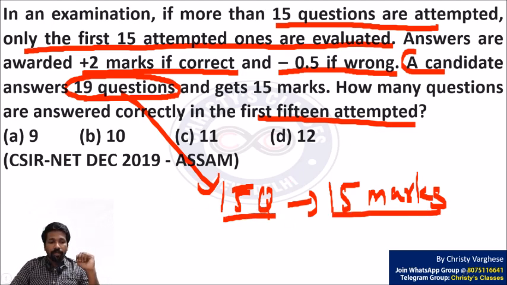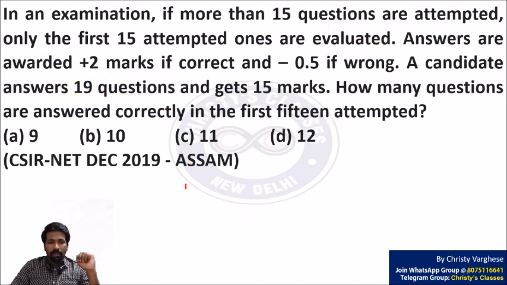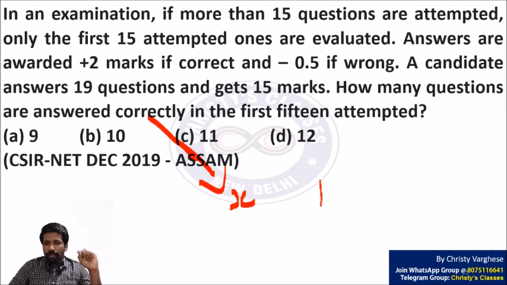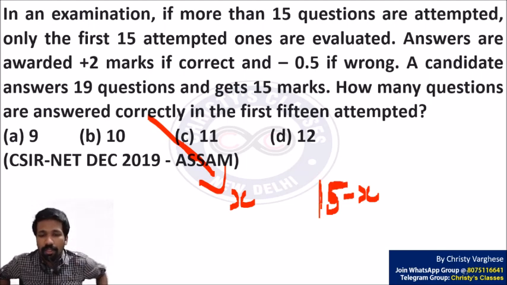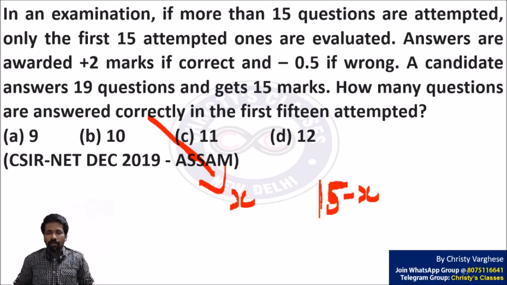So how to do it? If you are using the direct method, let x be the number of answers correctly done. That is the required unknown I am assuming as x. So the number of answers wrongly done will be 15 minus x. I told you, try to limit the number of unknowns as much as possible. That is something you should be careful about. Don't take let x be the number of correct answers, y be the number of wrong answers, then x plus y is 15. That is an extra step.